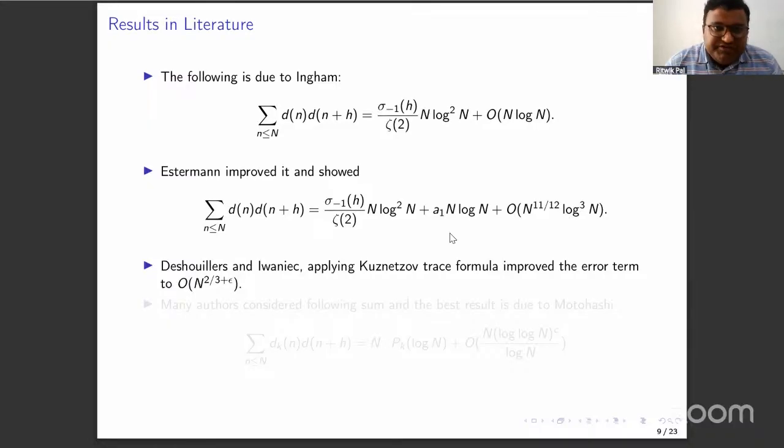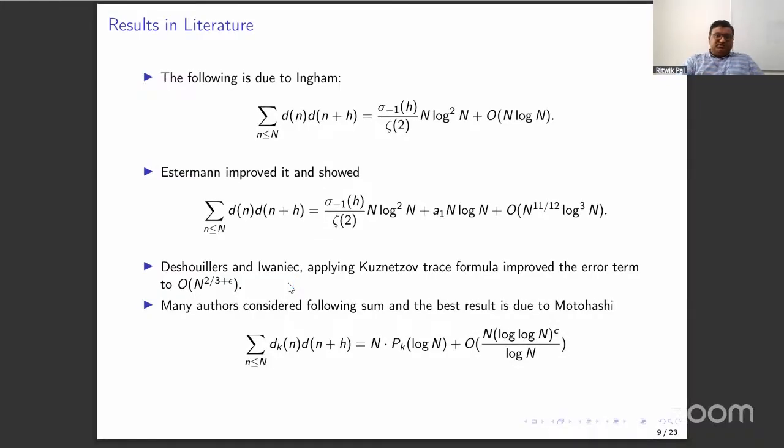Now, almost 50 years after Estermann did it, Deshouillers and Iwaniec connected this sum of d(n)d(n+h) with a certain sum over the Kloosterman sums, and this sum of Kloosterman sums was related to the Kuznetsov trace formula of automorphic forms, and there he was able to improve the error term, and he showed that the error term is big O of n to the power 2/3 plus epsilon.